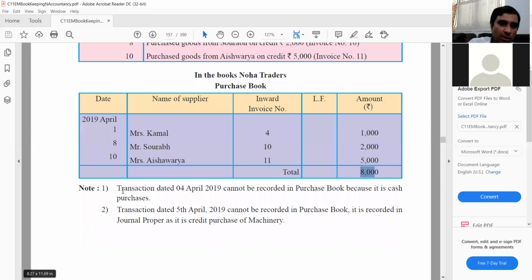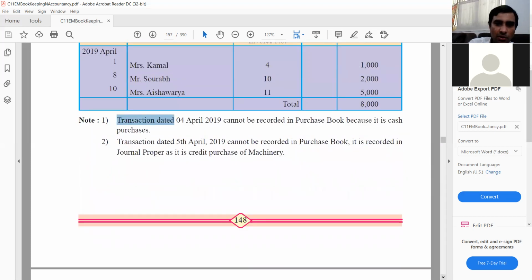Okay, note. So here are the notes, what we already spoke. I'm not going to read it word for word from the textbook, but we already explained the concept to you. What really is mentioned here is that this purchase is recorded in the journal proper as it is a credit purchase for machinery. So every transaction has to be recorded. It's not about if you're making a purchase book, you didn't record it. But if you are the accountant in a real office, you cannot not record.